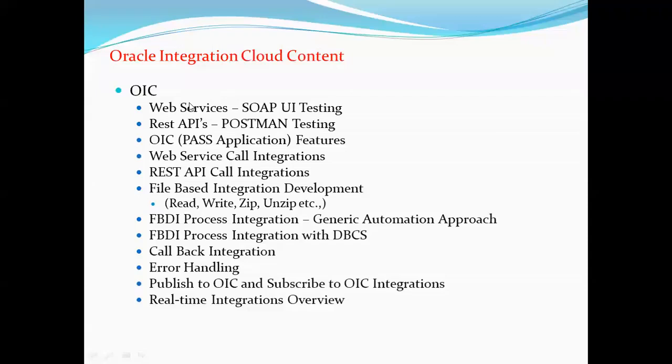Whichever web services and REST APIs you tested, with the help of these services we can develop a couple of integrations like web service and REST API integrations. Then we'll see file-based integration development, which is nothing but file operations: how to read a file, how to write a file, how to zip a file, how to unzip, etc. A couple of file operations we'll see. When you are familiar with file operations, web services and REST APIs, you may proceed to everyday process integrations. Whichever everyday process is there, we can automate the same by using the OIC application. This is the generic automation approach. We'll see how you can automate your everyday process.